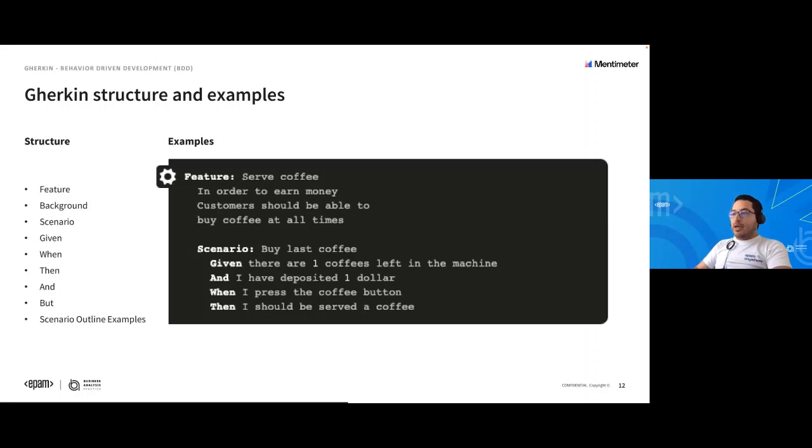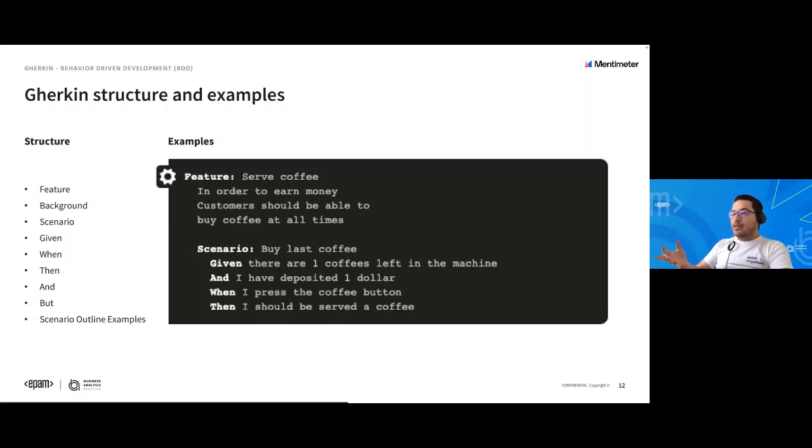So I want to share with you the structure that Gherkin has, and also some examples of how you can apply it. Let's start with the feature. The feature needs to have only one definition. You cannot have different features in the Gherkin structure. You can add a name to identify it, and as you can see, it follows the template that we saw earlier: what, why, and who.